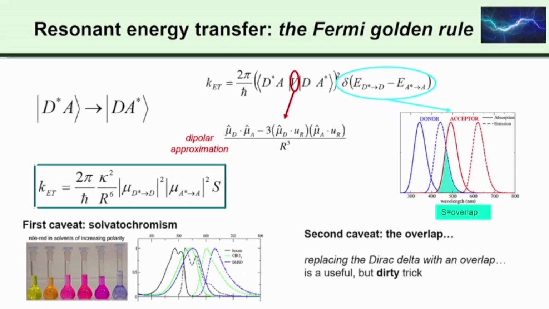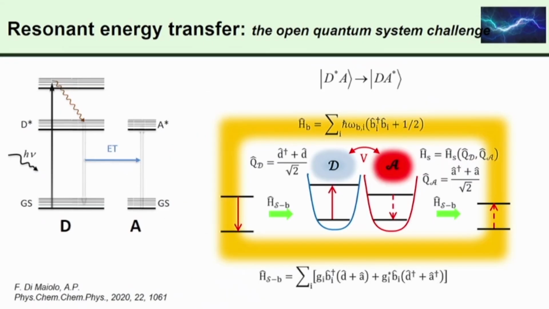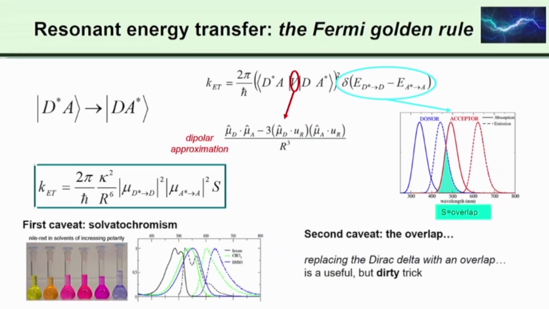Second caveat, this is more delicate. Replacing the Dirac delta with an overlap is a very useful trick because it can be obtained from experiment, but in a way it's a dirty trick, because when you substitute the Dirac delta with an overlap, you are broadening the states, and this implies basically accounting for energy dissipation, energy relaxation.